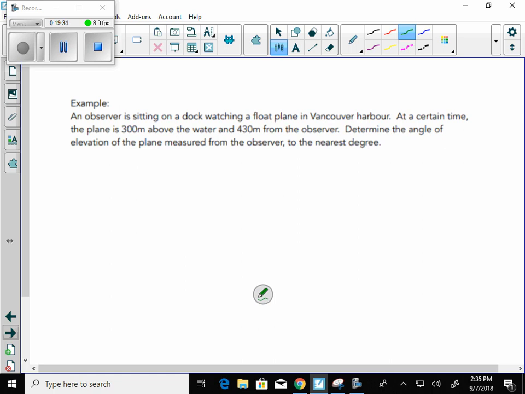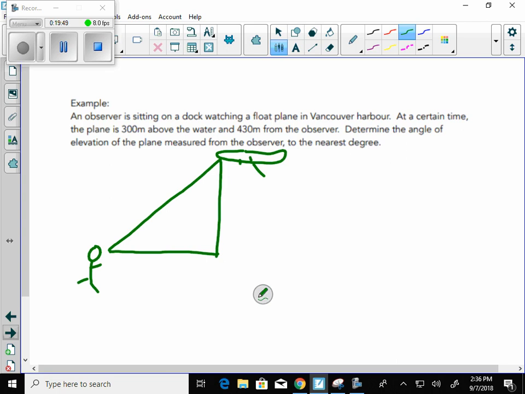All right. So, okay, which side's 300? That one? Here you are. But what happens if we drew it the other way? That's fine. That's wrong. There's your plane. We have to draw.